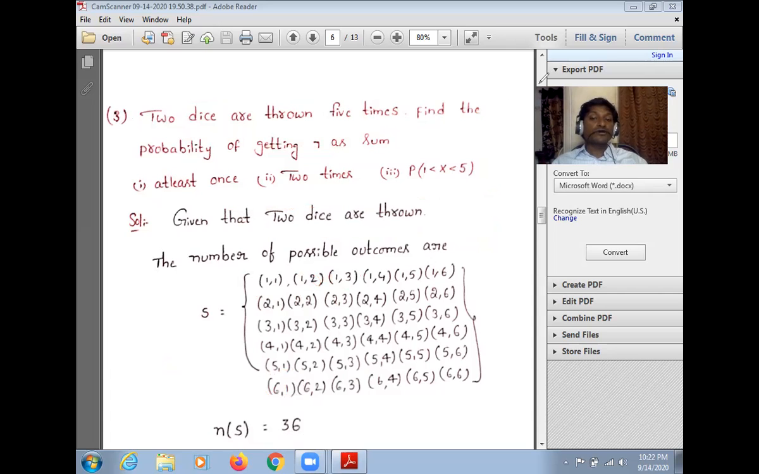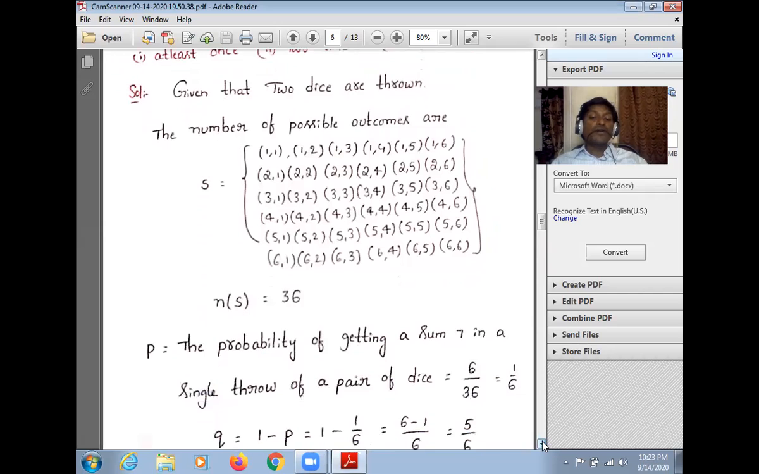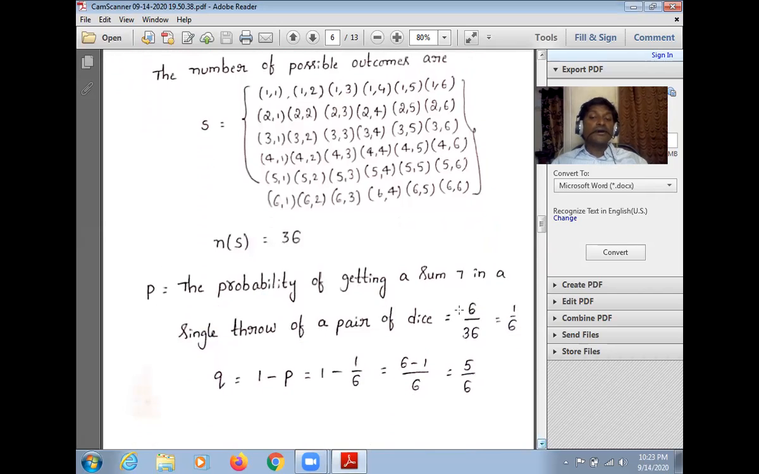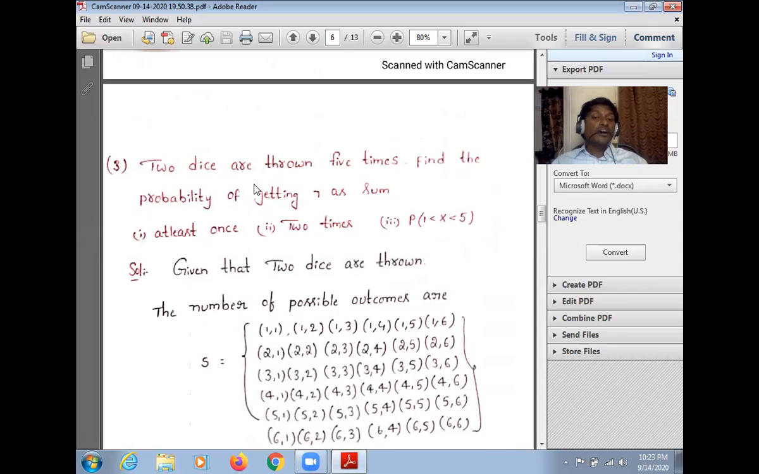And next, P is equal to the probability of getting a sum of 7 in a single throw of a pair of dice. Okay, what they asked here is the probability of getting 7 as sum. It means first we need to find the probability of getting 7 as sum.